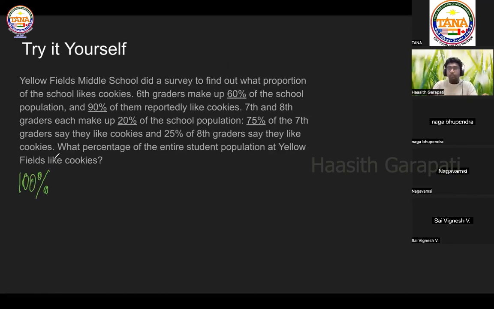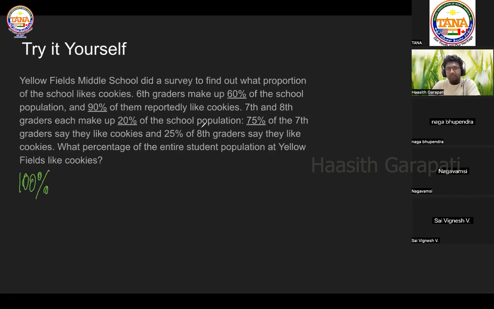And you can actually multiply percentages in order to find new percentages. For example, they said that we need to find the percentage of the entire student population at Yellow Fields that likes cookies. So the entire student population is going to be sixth graders, seventh graders, and eighth graders. So you could think of that as the amount of sixth graders, seventh graders, and eighth graders that like cookies combined.